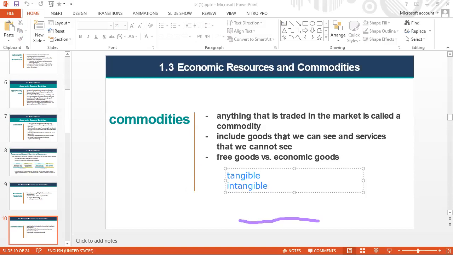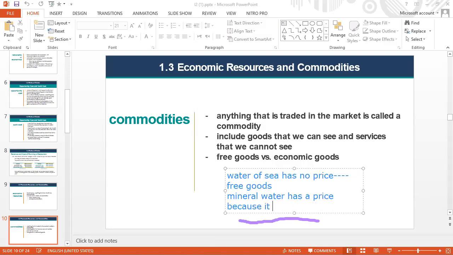The concepts of free goods versus economic goods. We have free goods like the water of the sea. Water of the sea has no price, so it's called a free good. On the other hand, mineral water has a price because it has demand and supply. So it's not a free good, it's an economic good.